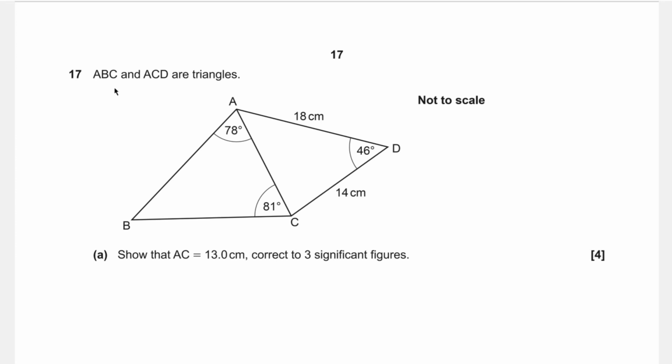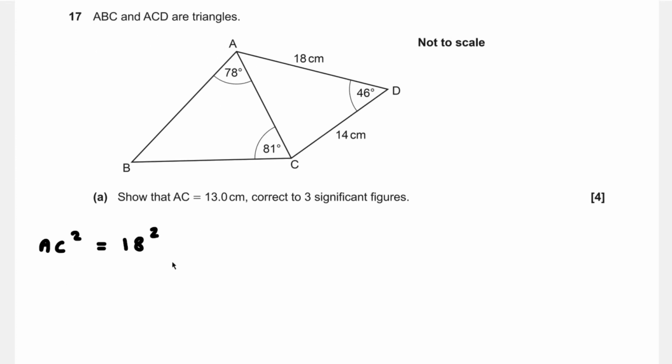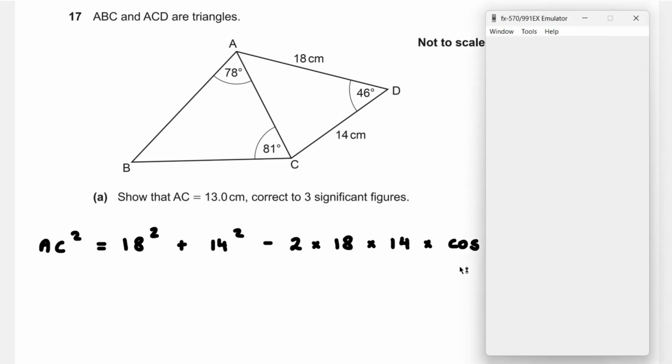Question number 17. ABC and ACD are triangles, that's what we see here. For part A, we have to show that AC equals 13.0 centimeters, correct to 3 significant figures. So we've got 2 sides and an angle in between, so we need to use a cosine rule. So I've got AC squared equals 18 squared plus 14 squared, subtract 2 times 18 times 14 times the cosine of 46. So let's work this out.